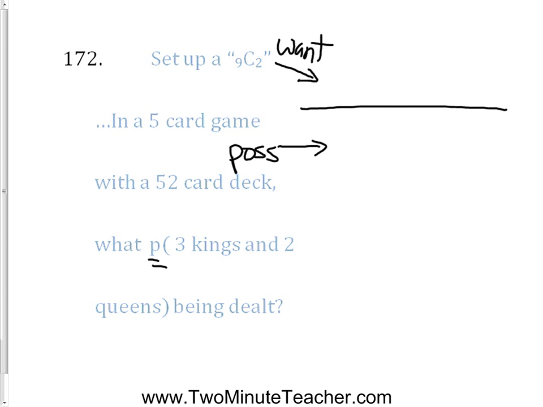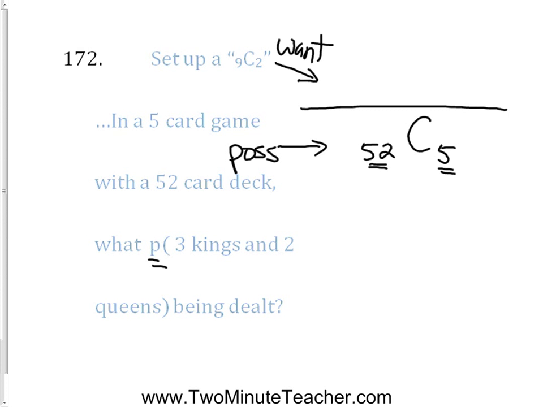Okay, the favorable outcomes, sometimes they say. All the possible outcomes would be there are 52 cards, and I'm going to choose 5 of them. So it's a 5-card game, so I'm going to get 5 cards. So here's how many spots I have, and here's how many things are possible. So 52 choose 5 goes on the bottom.